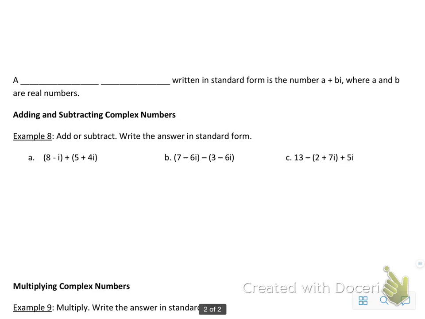i, okay? But we can have a combination of real and non-real numbers, the real and the imaginary, and those are called complex numbers because they're complicated, but not really.